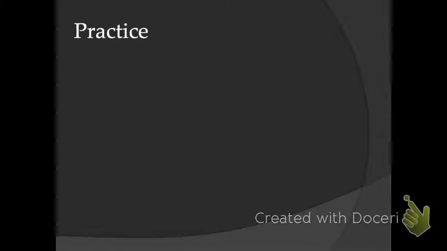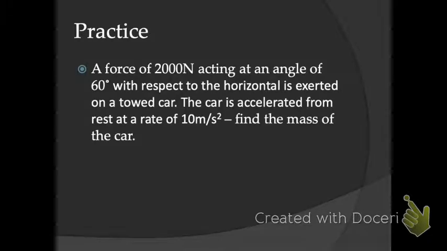Okay, I'm going to give you a few minutes to write down what you need, and then we'll start through it together. Okay, so it says a force of 2,000 newtons acting at an angle of 60 degrees to the horizontal is exerted on a towed car. The car is accelerated from rest at a rate of 10 meters per second squared. Find the mass of the car.